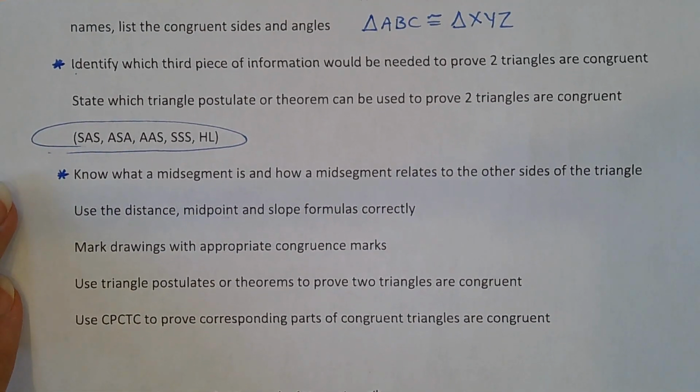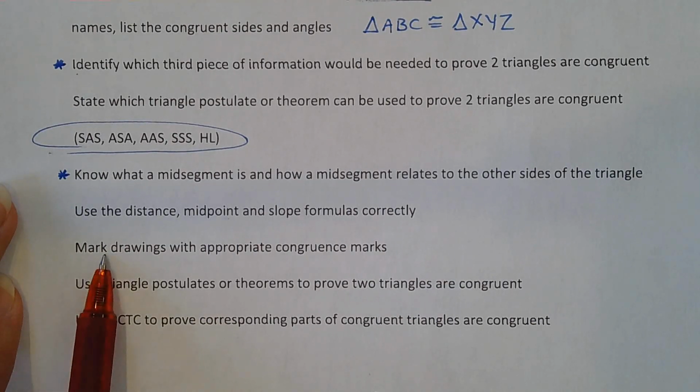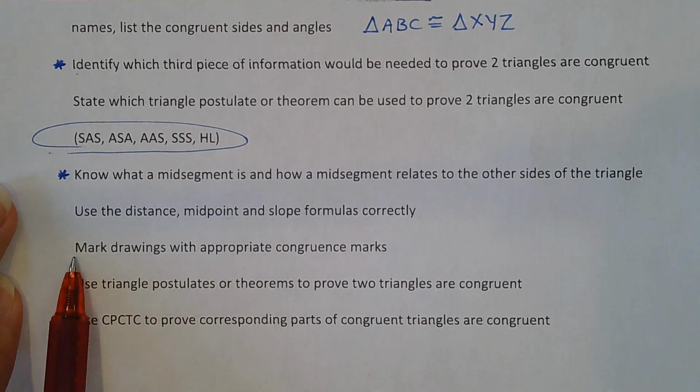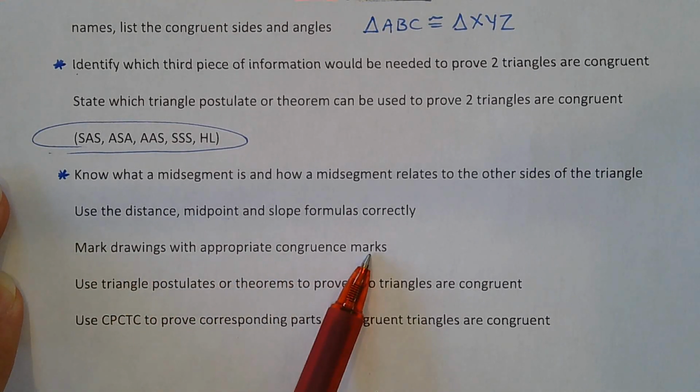And then we've got mark drawings with appropriate congruence marks. Guys, in your drawings and your homework, some of you are doing a really good job of this, and some of you could do better, and this could help you if you would mark your drawings. So I see that you're making your drawings for the proofs on your paper. If you mark your drawings up, mark them with congruence marks. So if you've got sides that are congruent to each other, angles that are congruent to each other, make the marks on your drawings.